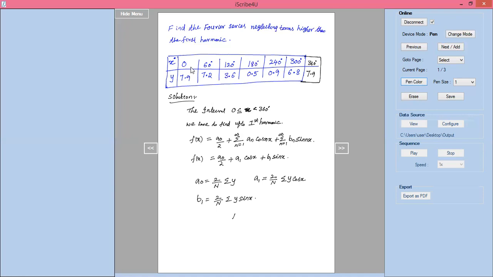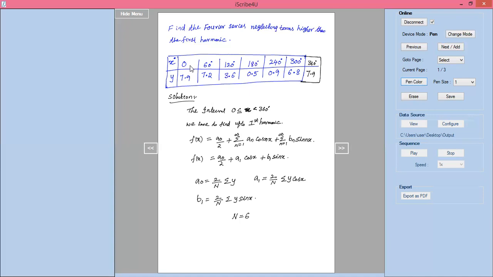Now here, n is always the number of intervals. You should not count the 0 value if I am counting here: 1, 2, 3, 4, 5, 6. You should not consider 360, since the 0 value has been considered. So n is nothing but 6 here. If you count it otherwise, then you are counting both end values.